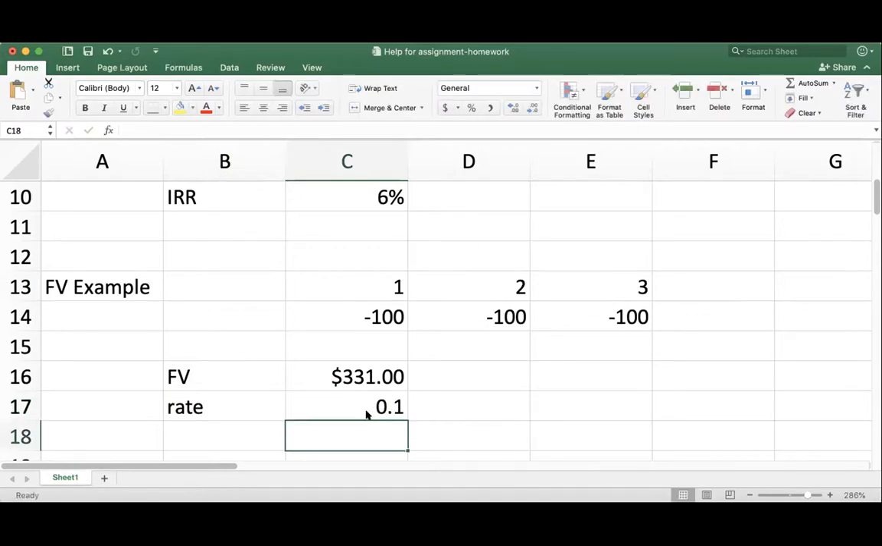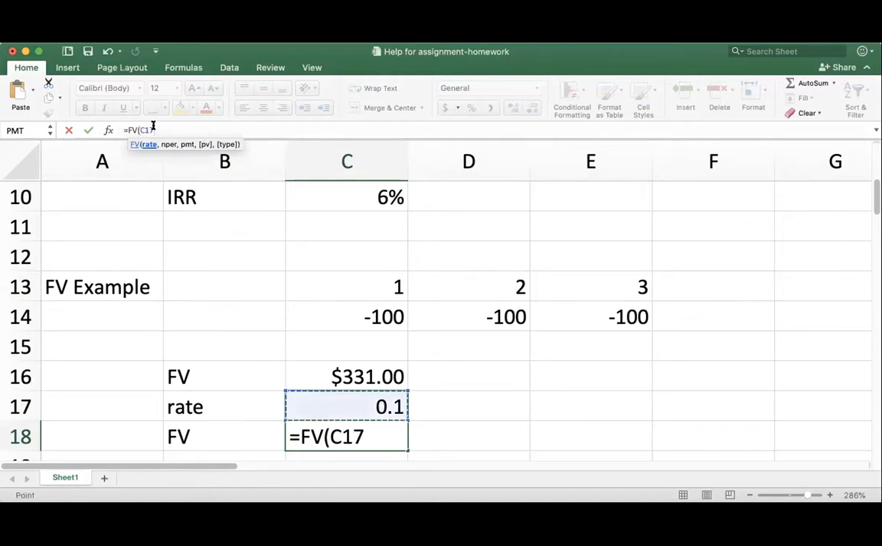It doesn't matter if you put a 0.1 or a 10%. So let's try it again so you can see what it looks like. So first the rate is in that cell. Then the number of periods, I go to the very last year, 3 periods, hit it. What's the payment?